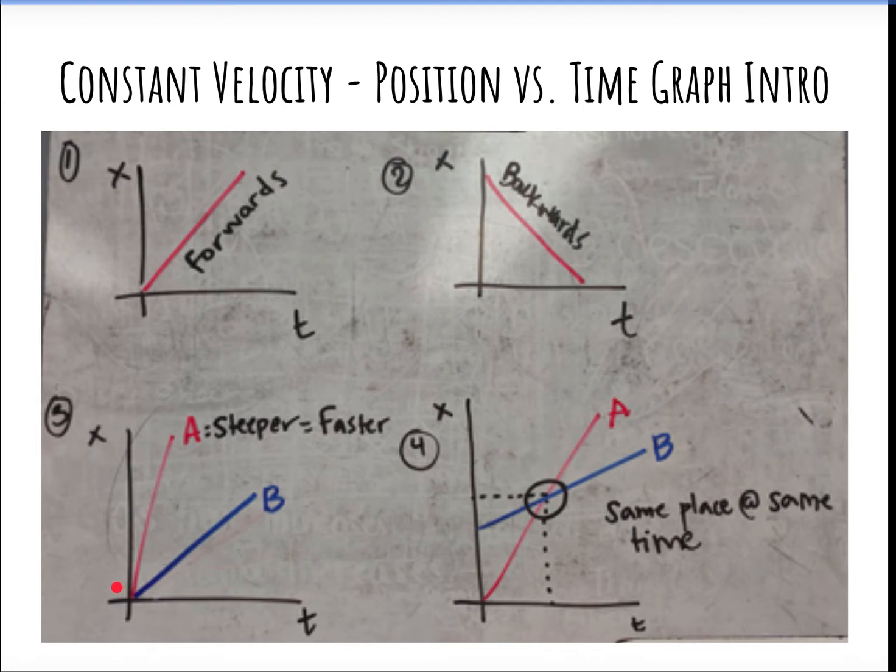Here we are comparing two lines that are starting at the exact same position. So both of these are starting at the origin, so at position 0. A is just moving a lot faster, and we know that because A is a lot steeper, okay? Then if we have them intersect, anytime two lines intersect on a position time graph, we are at the same place at the same time. Like for that 1 second, they are in the exact same spot, okay?